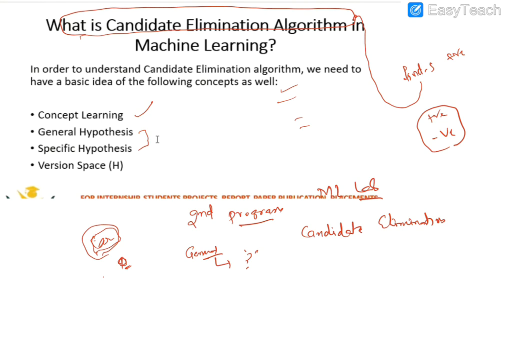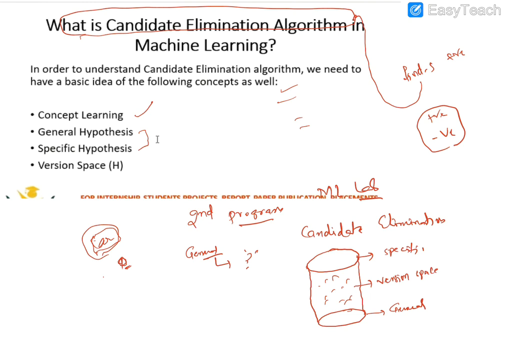Generally, if we consider this as the space, this is the specific hypothesis, and this will be the general hypothesis. In between the specific and general hypothesis, whatever data exists is treated as the version space. Whatever data lies between the specific hypothesis and the general hypothesis is treated as the version space. Here we are going to have three terms: the general hypothesis, the specific hypothesis, and the version space.